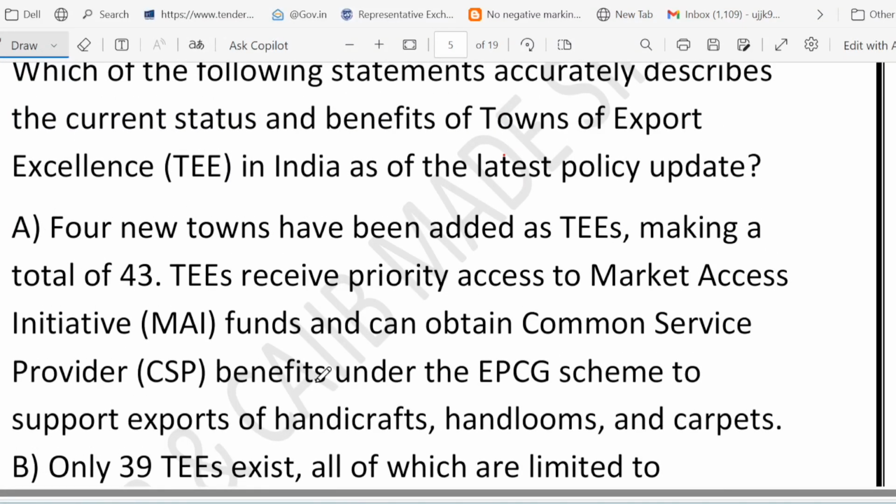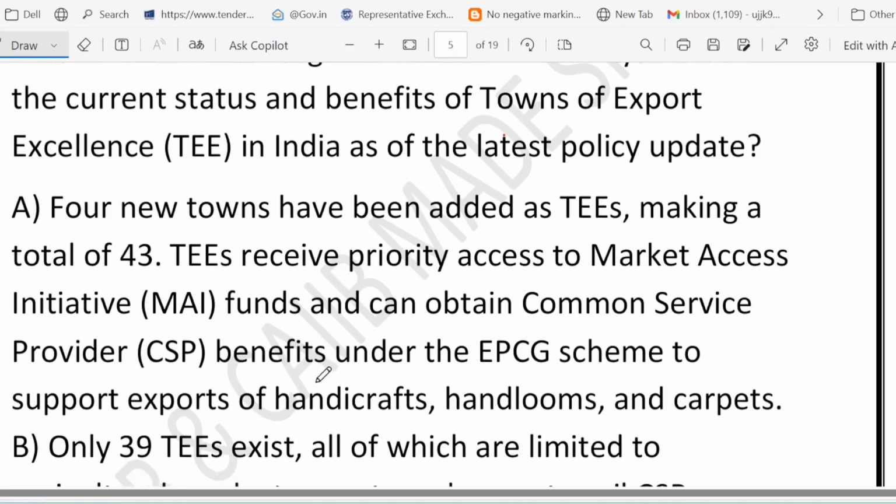Yes, let's break down the question. Option A is absolutely accurate. Recently, 4 towns were added. What are the names of the 4 towns? Mirzapur. Right, Mirzapur. The second town is Faridabad.